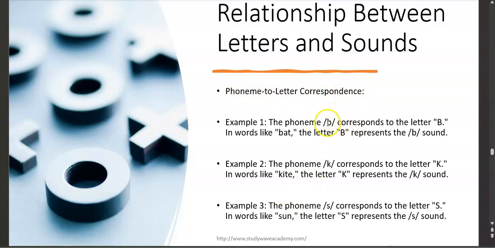For example, letter B is the same as sound B. Sound K, letter K; sound S, letter S. So this is one relationship between the letter and the sound.